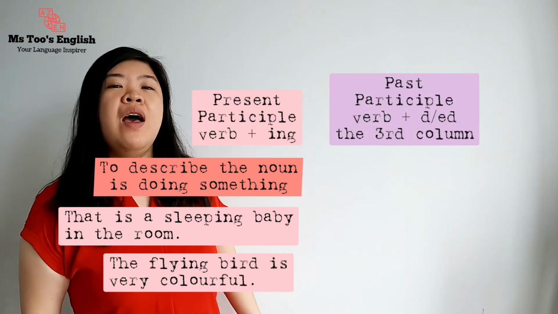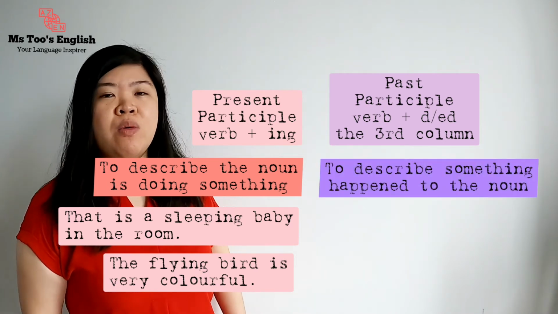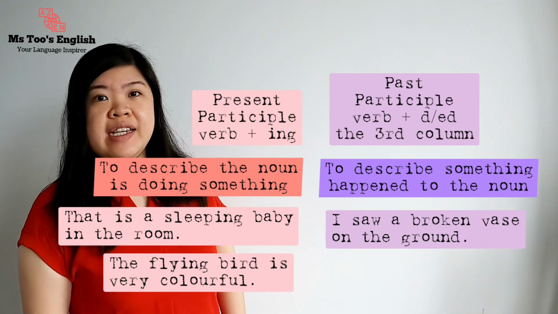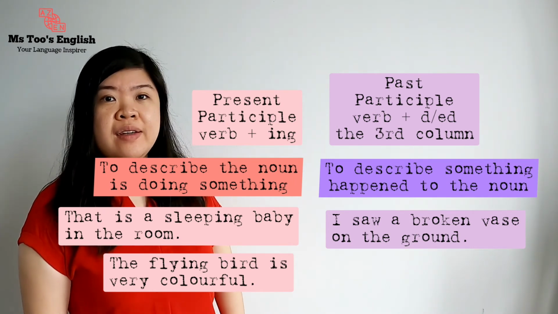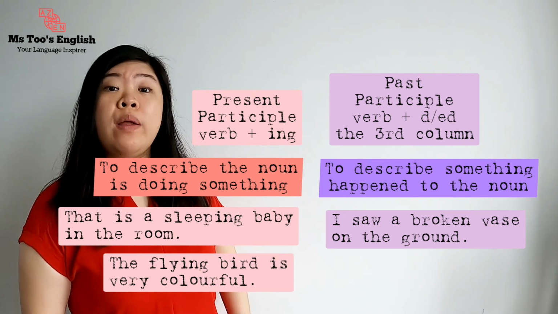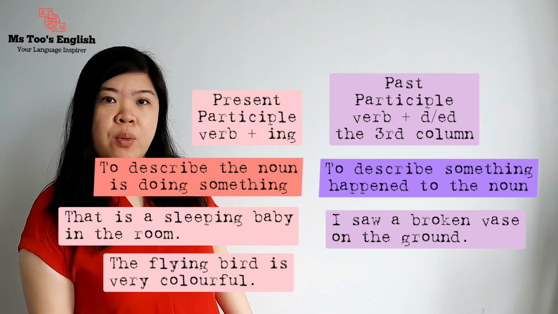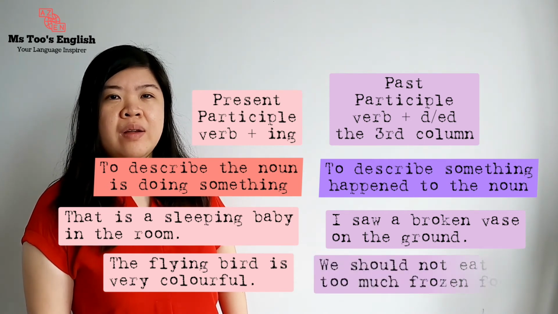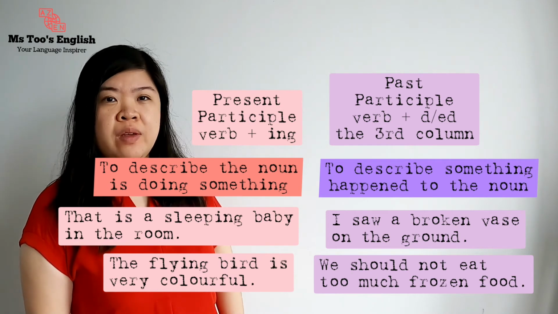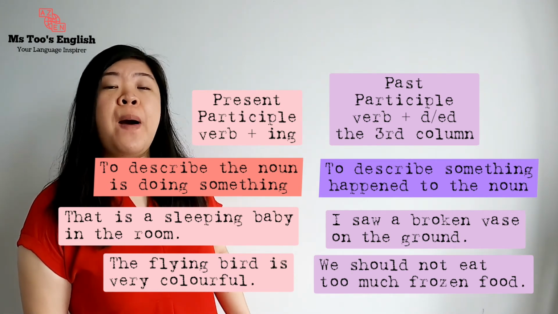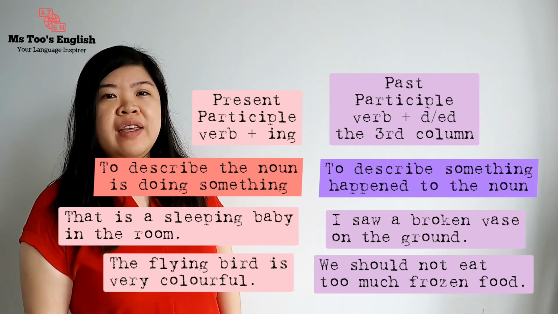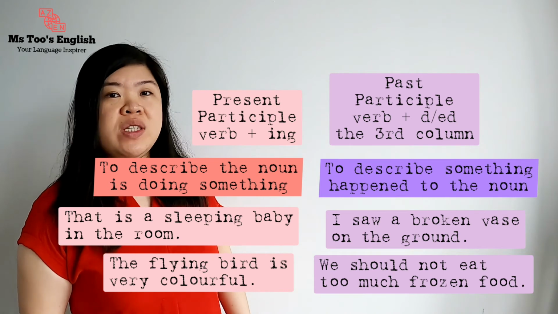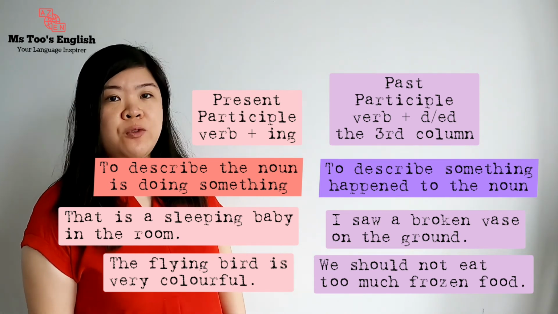Whereas for the past participle, you can use it to describe when something happened to the noun. What does that mean? For example, I saw a broken vase. Broken is used as an adjective to describe the vase. Something happened to this vase, which means someone broke it. So, the broken vase. I saw a broken vase on the ground. Another example: we should not eat too much frozen food. Frozen is another adjective, and this is the past participle. Food cannot freeze itself. Someone froze the food. So we use frozen food.